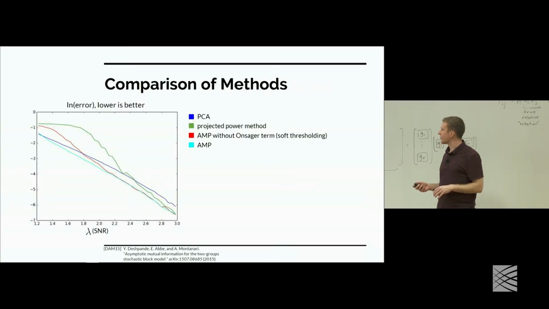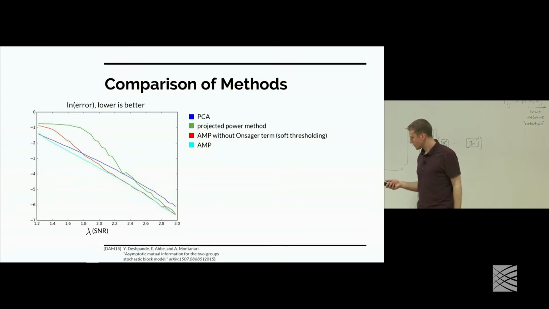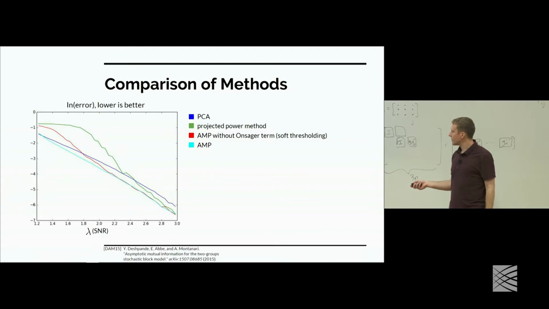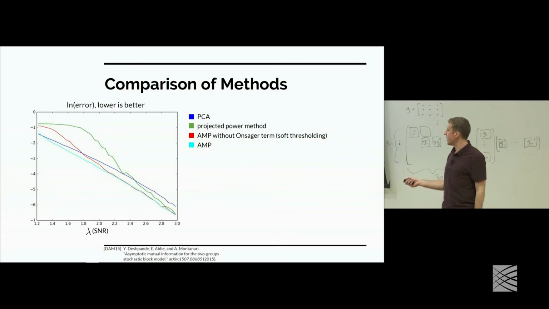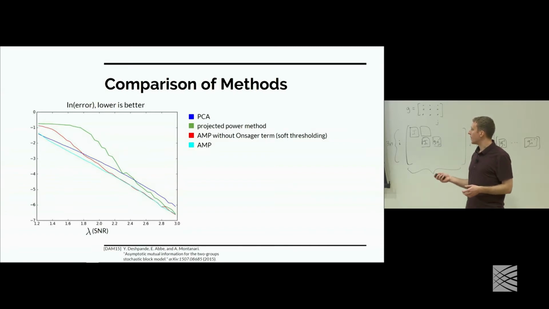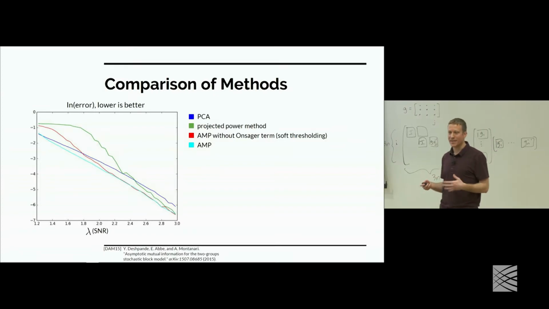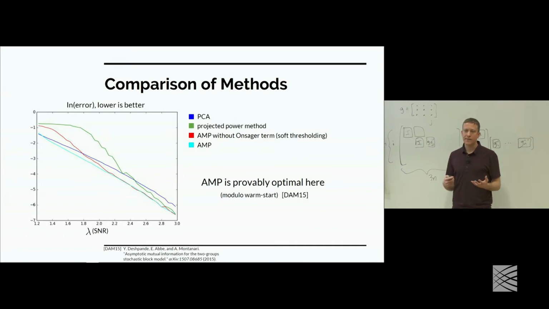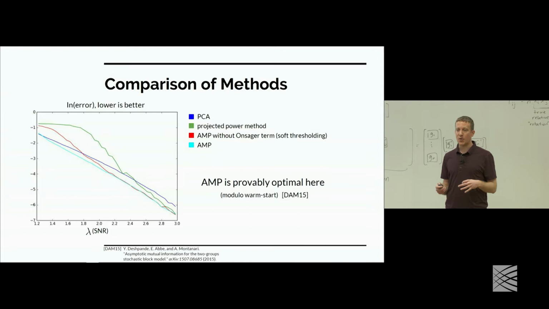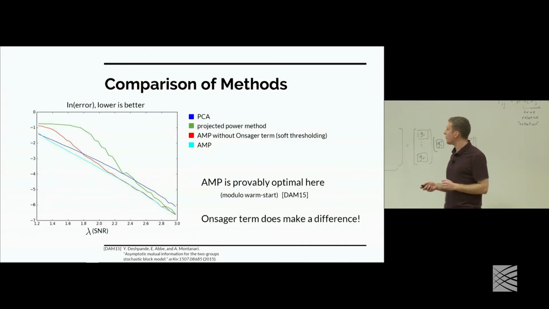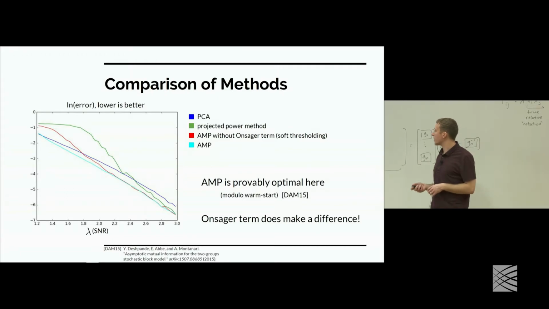Okay, so now here's a quick comparison of some different methods. For different values of lambda, you see that the AMP method is optimal over the entire range of lambda parameters, whereas PCA is weak for large lambda, and the projected power method is weak for small lambda. We also see that this Onsager term actually does help; it is a real thing we need. This has also been proven rigorously: AMP gives the optimal mean squared error possible of any algorithm in this setting. So at least for Z2 synchronization, we provably know that AMP is the best thing you can possibly do. This is prior work by Deshpande, Abbe, and Montanari.